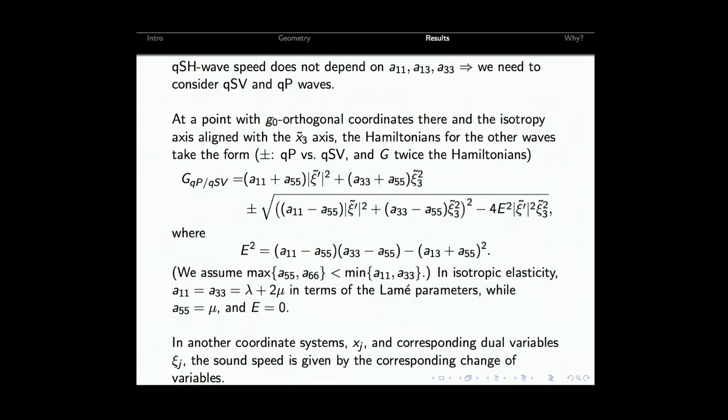So there's a plus minus square root. So one of them is the QP, the other one is the QSV. And there's a new parameter I introduced, which is this E squared. That's just basically replacing A13 if you want.